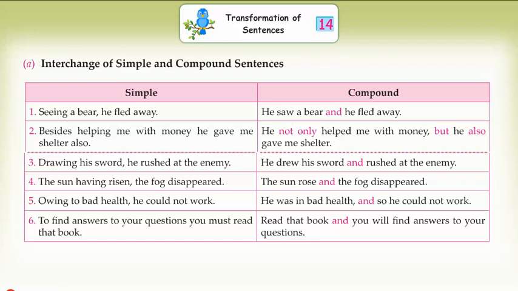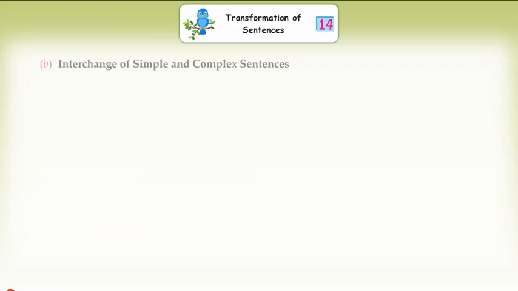4. The sun having risen, the fog disappeared. The sun rose and the fog disappeared. 5. Owing to bad health, he could not work. He was in bad health and so he could not work. 6. To find answers to your questions, you must read that book. Read that book and you will find answers to your questions.